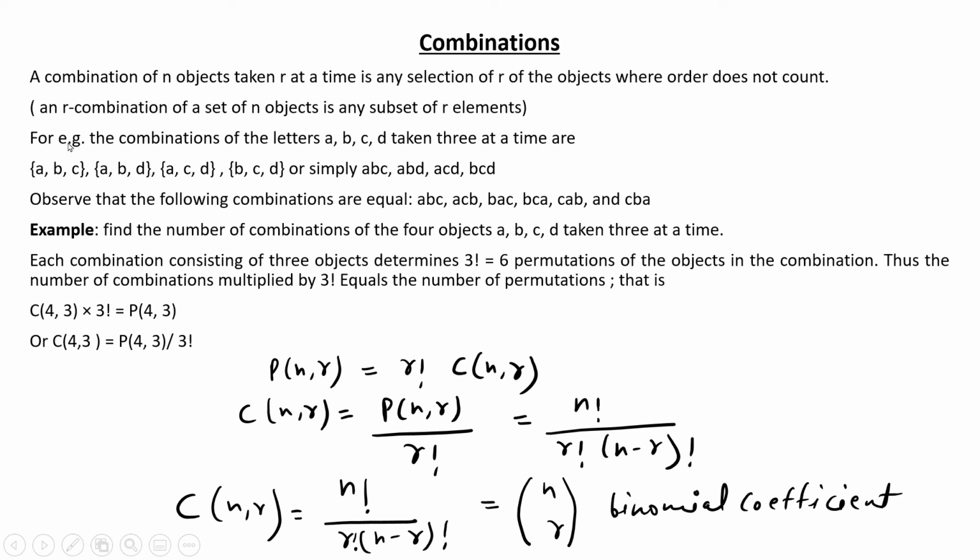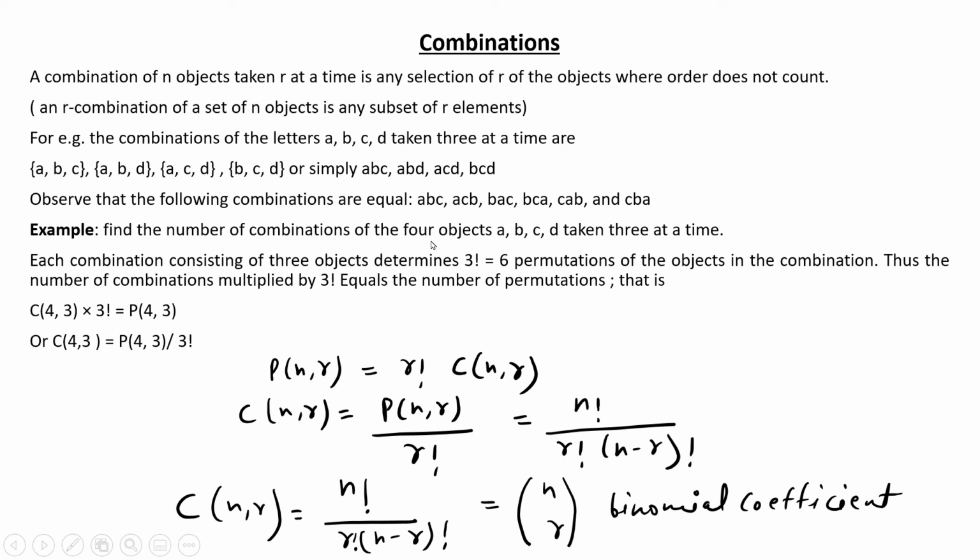For example, the combinations of the letters ABCD taken 3 at a time. So we will have the combinations ABC, ABD, ACD and BCD. Observe that the following combinations are equal. So ABC is equivalent to ABC, ACB, BAC, BCA, CAB and CBA. But we are not counting them. We are just taking ABC.